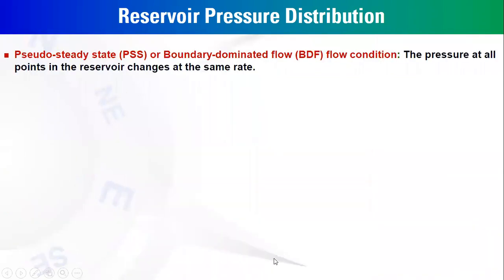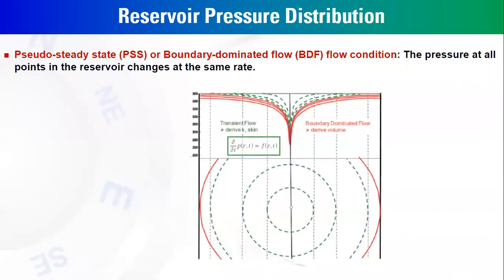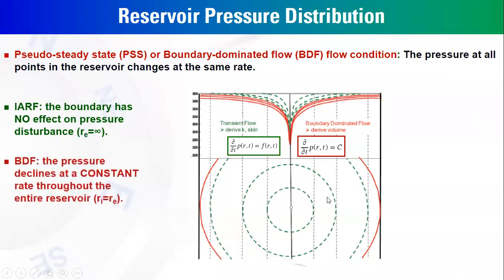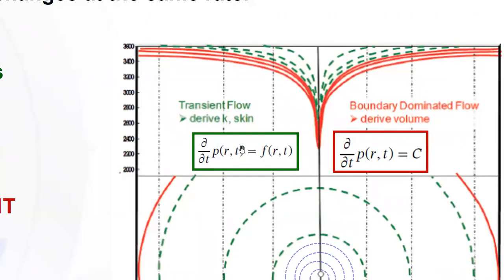So for the pseudo-steady state flow, or boundary dominated flow, as you can see, we have this pressure transient in the green color. The pressure transient has still not reached the boundary of the reservoir. So we have this transient flow, the rate of pressure change as a function of distance and time.